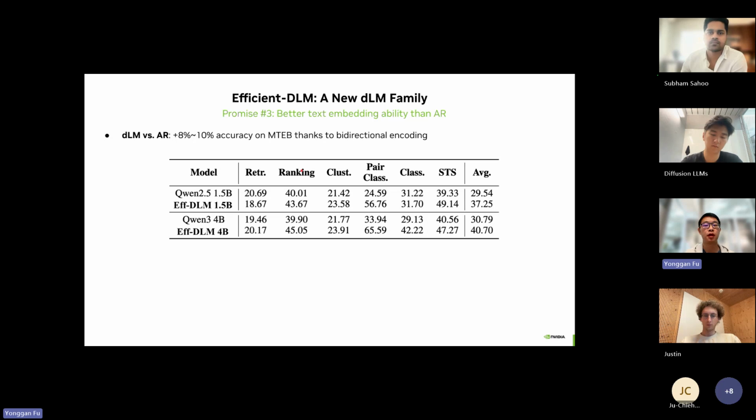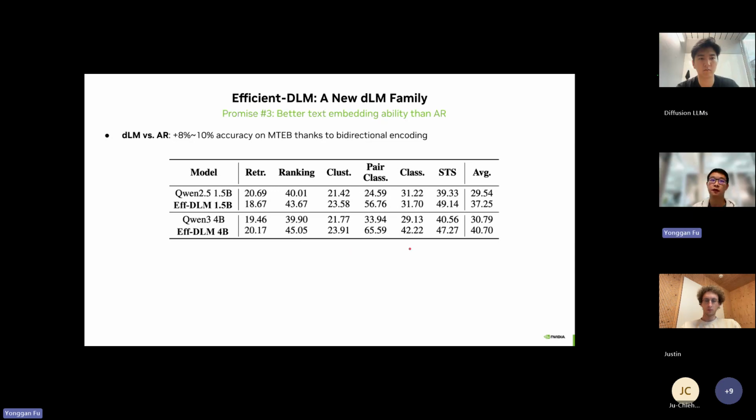And the third promise of diffusion LMs is that, since it's not fully causal attention, it can learn some bidirectional information from your target domain. So for some domains like text embedding tasks, it can achieve notably better accuracy than the fully causal AR models. For example, across these 6 categories of tasks, 15 tasks in total, on average the diffusion LM can achieve about 10% accuracy improvement compared to the AR counterpart. So this is our earlier work, Efficient-DLM.